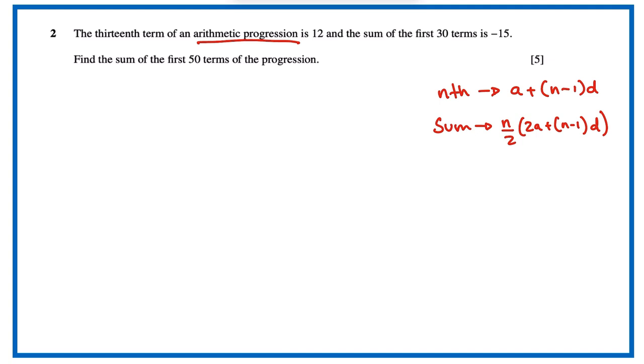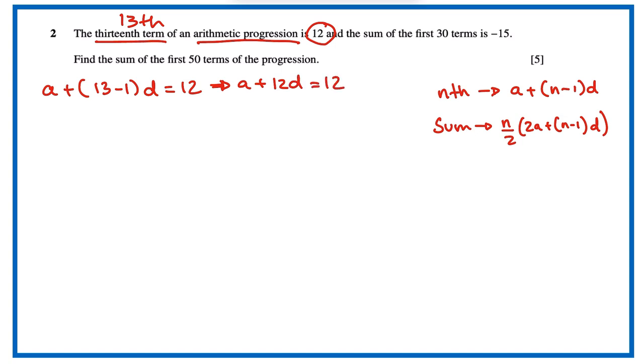If you use the nth term formula, the 13th term is 12, so that would become a plus 13 minus 1 times d is equal to 12. This simplifies down to simply a plus 12d is equal to 12. So that's my first equation. Now let's create the second equation.